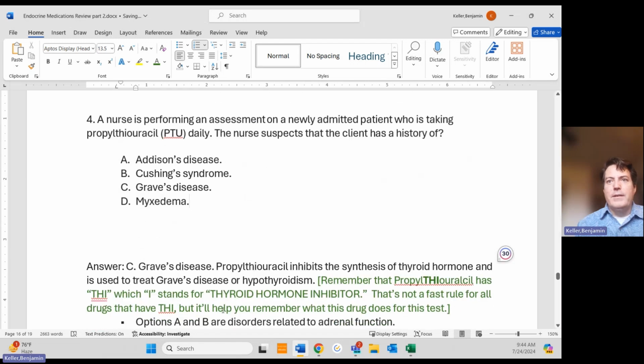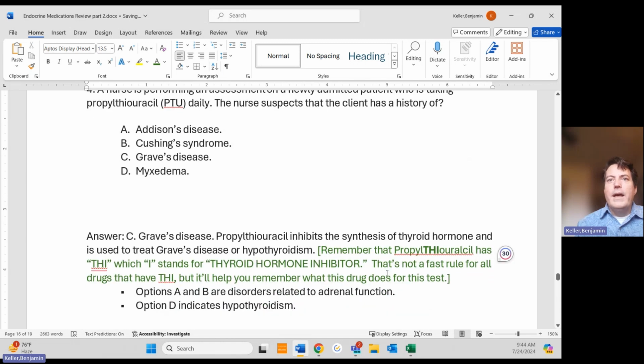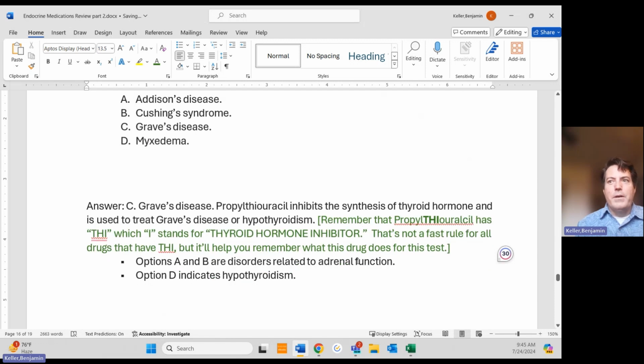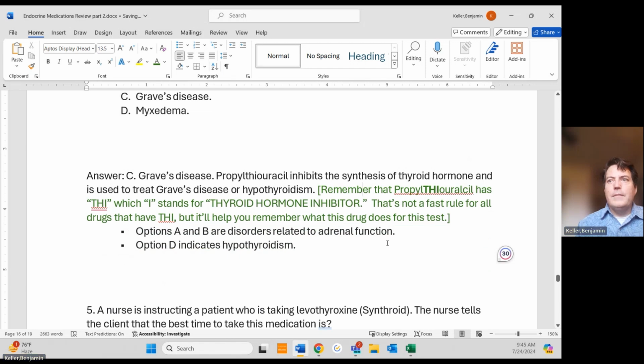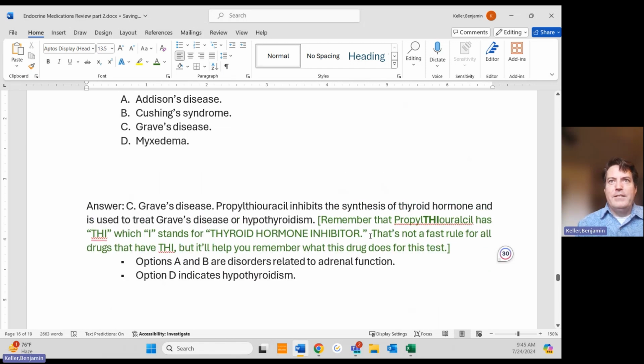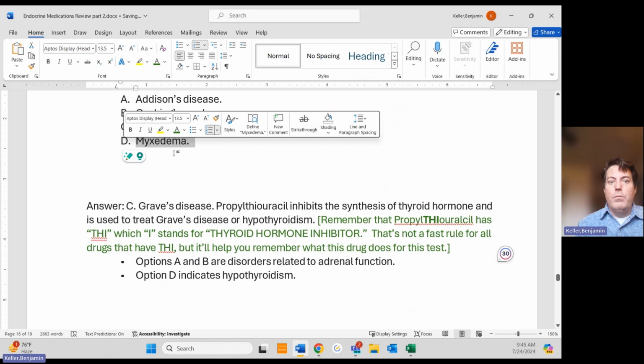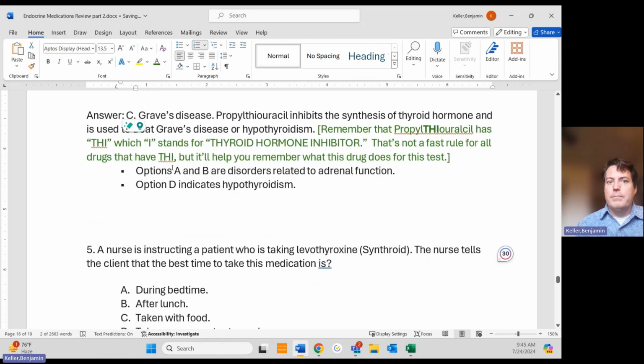Yeah, Graves' disease. Propylthiouracil inhibits the synthesis of thyroid hormone, and we use it to treat Graves' disease or hyperthyroidism. Remember that propylthiouracil has a THI. I stands for thyroid hormone inhibitor. It's not a fast rule for all drugs that have THI in them, but it'll help you remember for this test. So A and B, Addison's and Cushing's, that's adrenal function, and D, that's hypothyroidism. And you need to know myxedema coma. It will be in your test. Not this one, but some test.